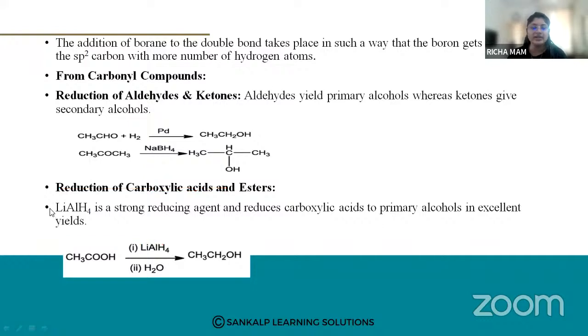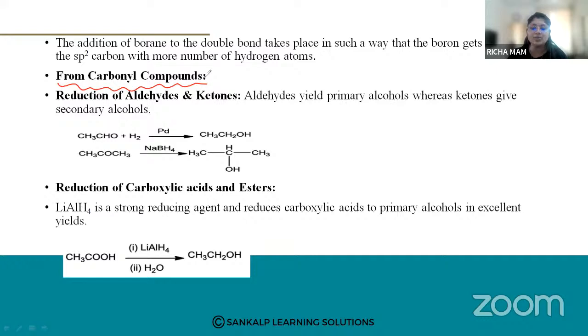So these were the two reactions from alkenes. We can prepare our alcohols from alkenes by these two reactions. First was the acid catalyzed hydration reaction, and second was the hydroboration oxidation reaction. Okay. Next we are going to see the preparation of alcohols from carbonyl compounds.